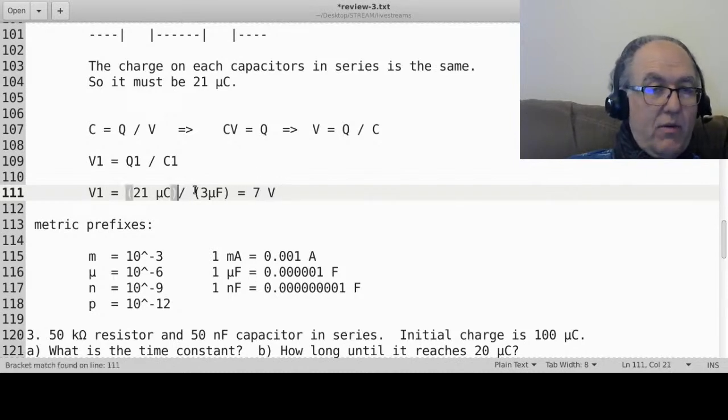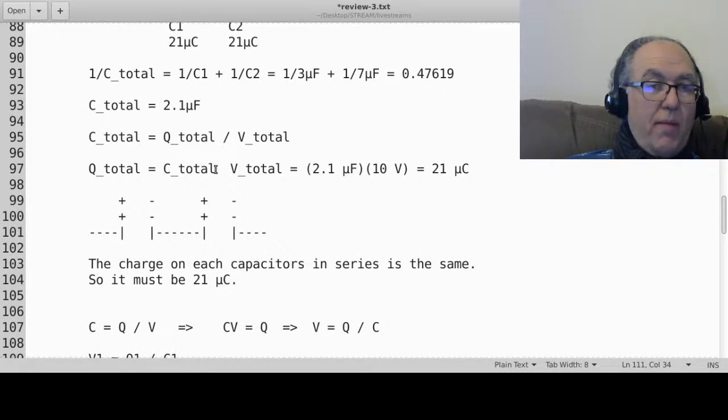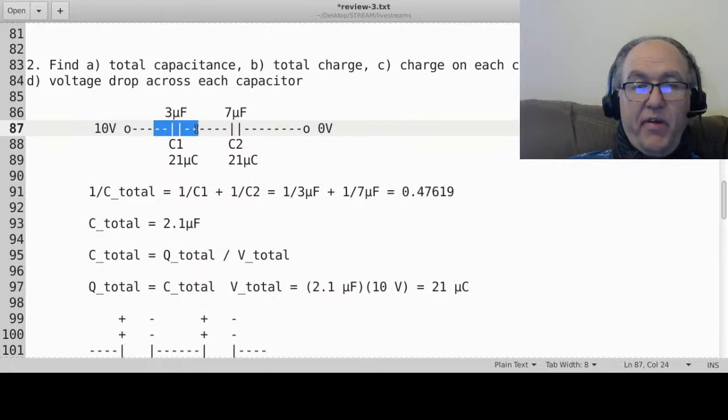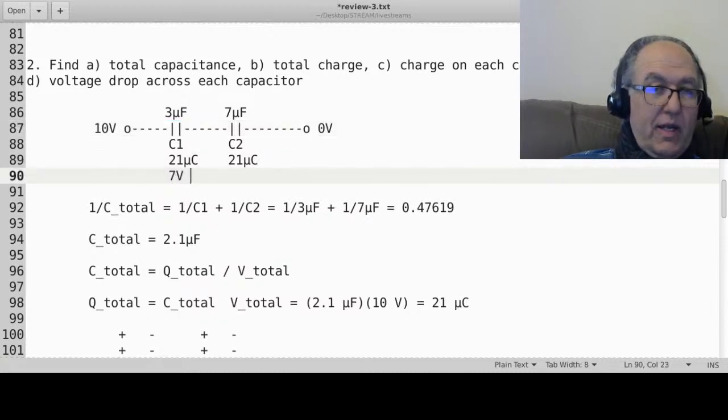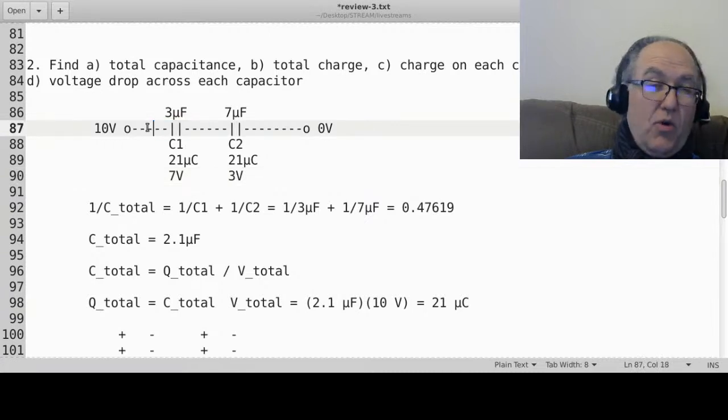And look at how nicely the units work out. You have micro in the numerator and micro in the denominator, so the micros cancel. And then you have a coulomb divided by a farad, and a coulomb divided by a farad is a volt. So the voltage drop across the 3 microfarad is 7 volts. We could write that over here, 7 volts. You don't even have to do the other calculation, but this one has to be 3 volts. Why? Well, you're dropping 7 there, you have to drop a total of 10, so if you've only dropped 7, you're going to have to drop another 3 across there.